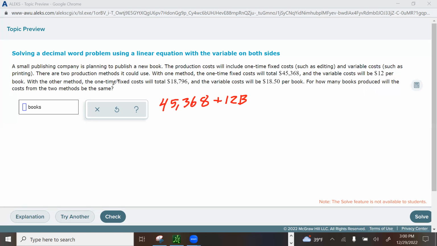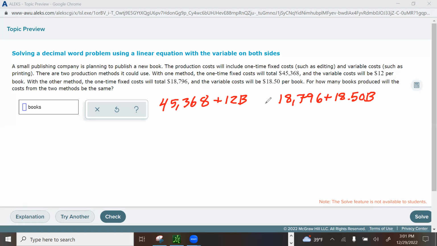Now, with the other method, the one-time fixed cost will be $18,796, and the variable cost will be another $18.50 for each book, times however many books you have. So if you have like 3 books, then 12 times 3 is $36. If you have 2 books, 12 times 2 is $24.